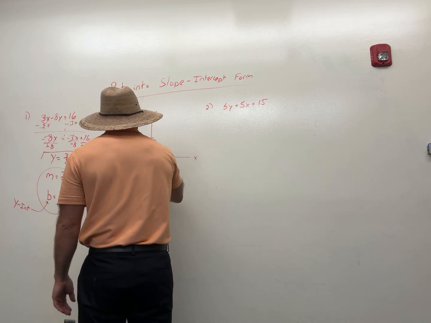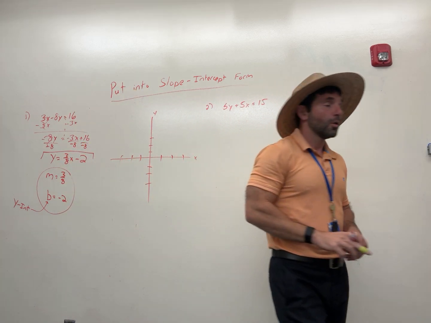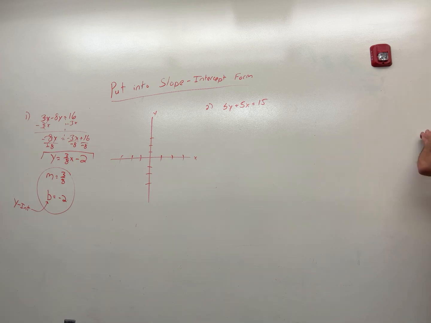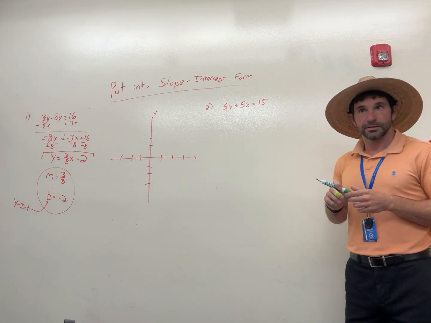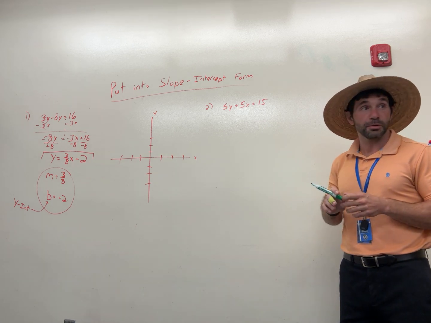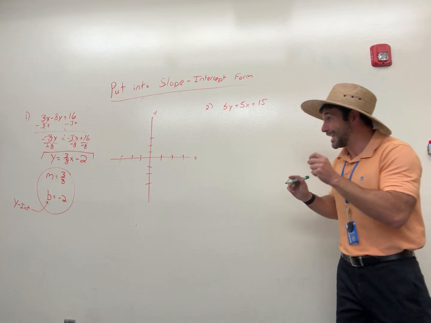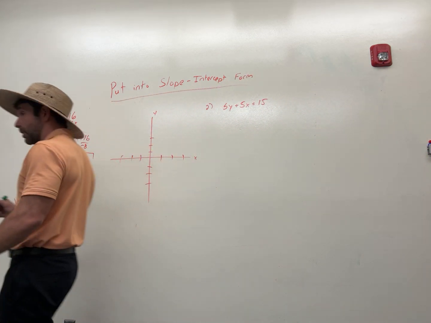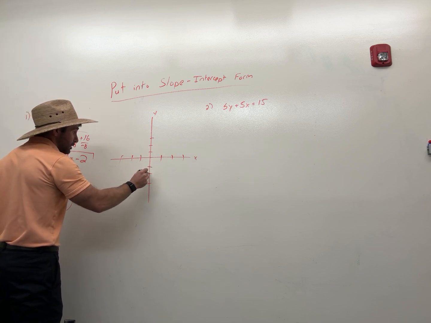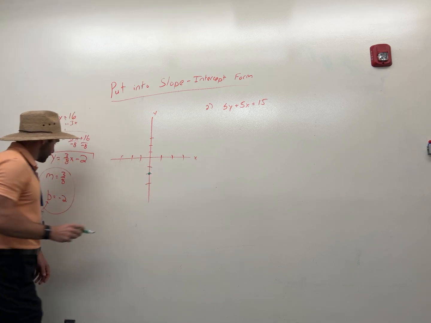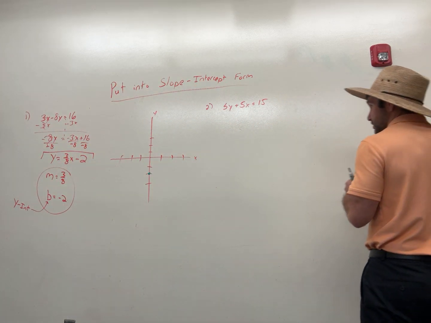Where do I start on this graph? Because we only know one point. Slope's not a point. Is y-intercept a point? Yeah. It's at negative 2 on the y-axis. Here's my y-axis. This is the origin. I go down 1, 2. This is negative 2 on the y-axis. And I needed to really expand this graph. Hold on.